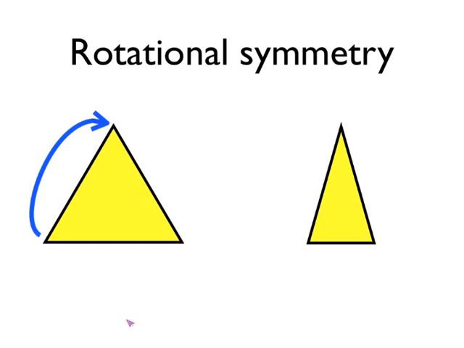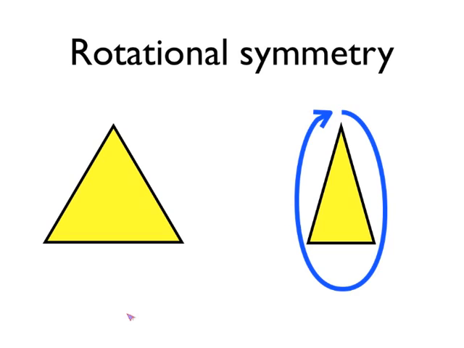An isosceles triangle has no rotational symmetry at all. We can turn it, but it's not until we've done one whole turn that we get back to where we started. So an equilateral triangle has rotational symmetry of order 3, whereas an isosceles triangle has no rotational symmetry at all. So we can tell the difference between the two shapes by describing the rotational symmetry that they have.